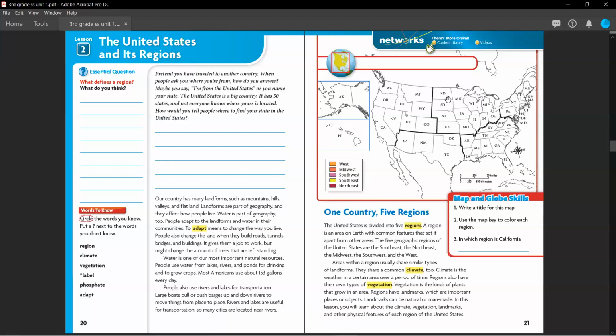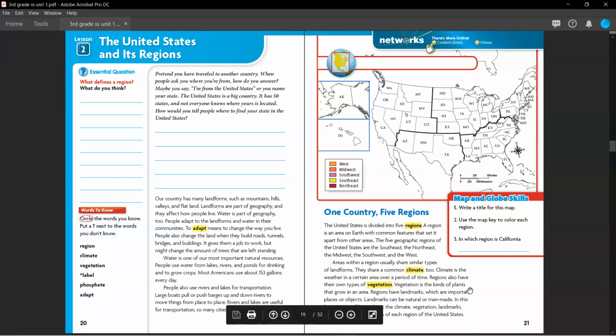So this is the Northeast up here, this area. This is the Southeast. This up here is the Midwest. This is the West, and these few states down here are the Southwest.